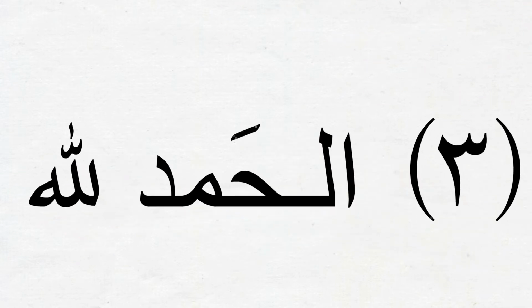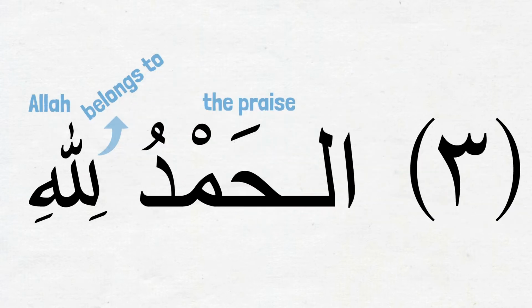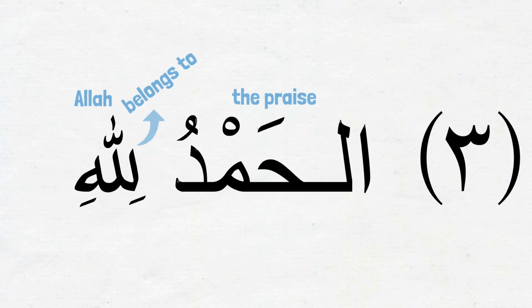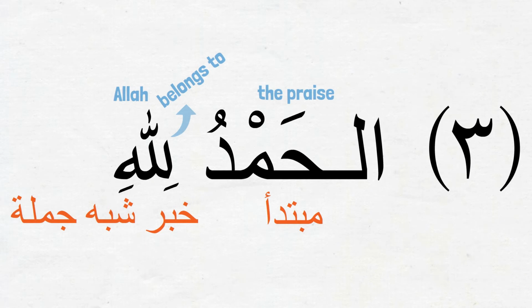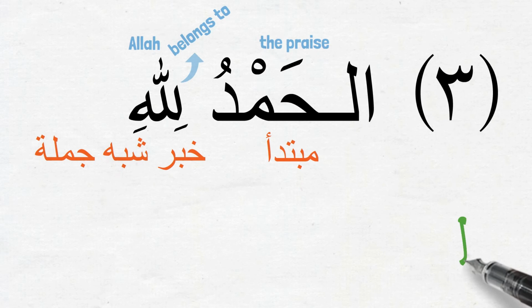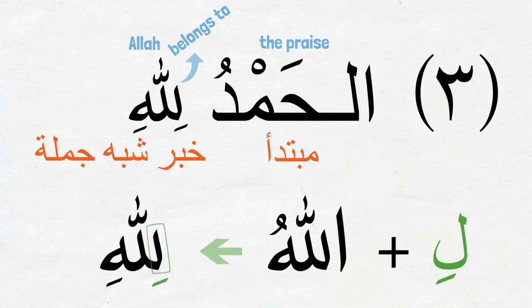Next, we have a beautiful sentence in part 3. الحمد لله. The praise belongs to Allah. The ism الحمد is the مبتدا and lillahi is coming as خبر شبه جملة here. Notice how jar majroor phrase lillahi is written. When we add harf jar li to Allahu, the alif of Allahu gets dropped and the first li plays the role of harf jar li in lillahi.